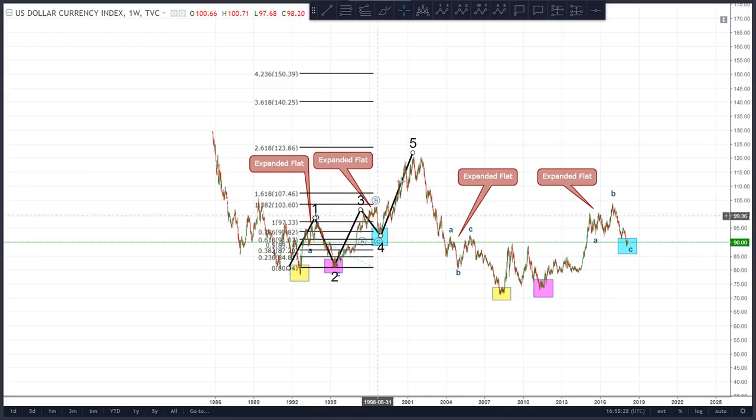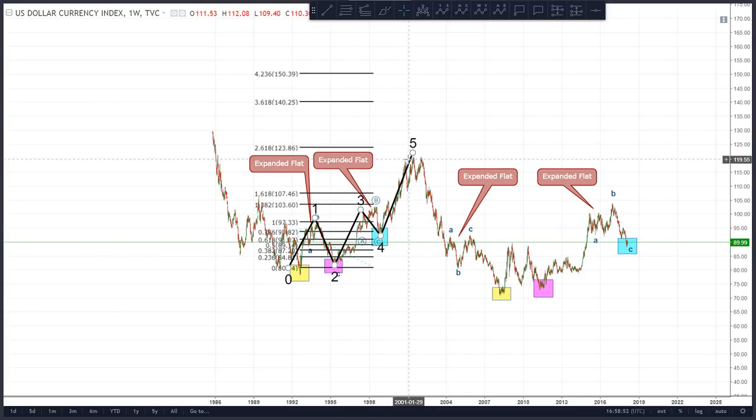So if this is a diagonal, tell me, is it a leading or an ending diagonal? Well, look at which way price came in. It came in from above and then it's going back on itself now. That means it must be a leading diagonal. It can't be an ending diagonal because it's at the start of the correction pattern.